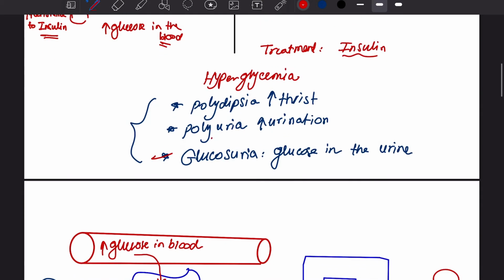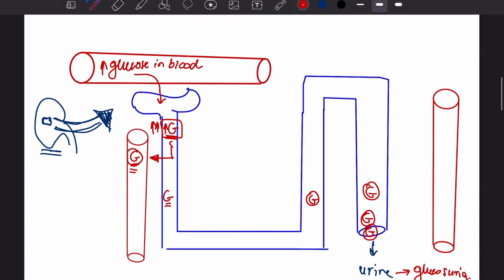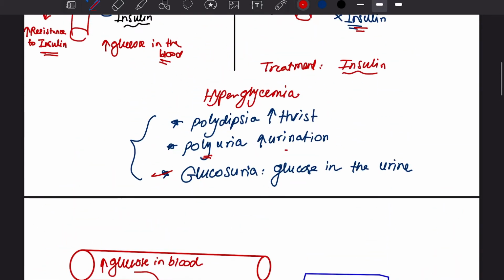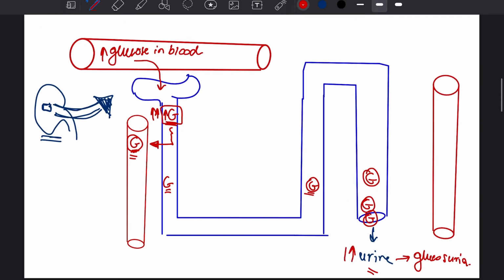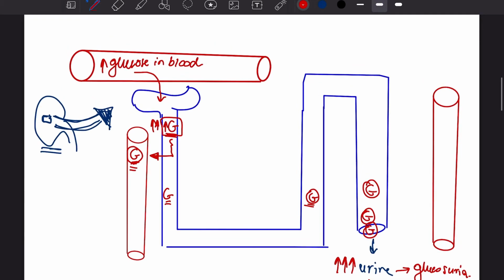Now, this we explained. Next thing, why we have polyuria. Polyuria means increased urination, like we have more amount of urine. The urine is like more in liters. Why?